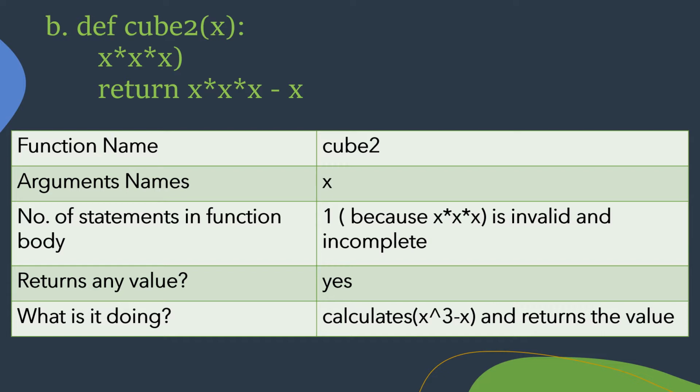Then does it return any value? Yes, it is returning a value because it has a return statement. And what it is doing, it is basically calculating x to the power 3 and subtracting x from it. So it is giving the value as x cube minus x.